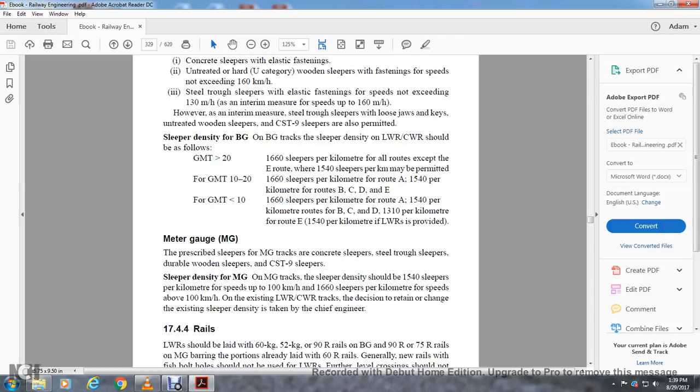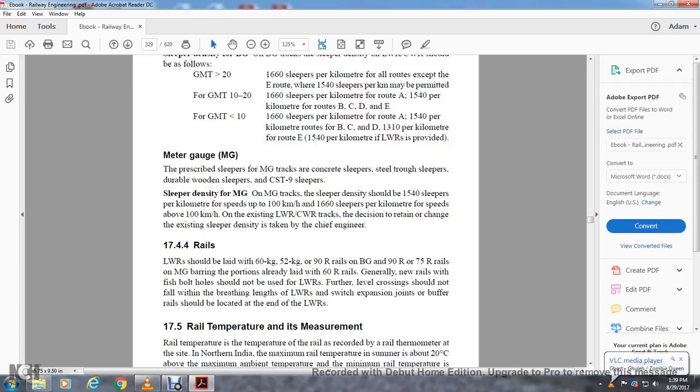Meter gauge. The prescribed sleepers for meter gauge are concrete sleeper, steel trough sleeper, the durable wooden sleeper, the CTS9 sleeper. Sleeper density: meter gauge track sleeper density should be 1,540 sleepers per kilometer, for speeds up to 100 kilometers per hour, with 1,660 sleepers per kilometer for speeds above 100 kilometers an hour. Existing long welded, continuous welded rail: the decision on retaining existing sleeper density is taken by the chief engineer.